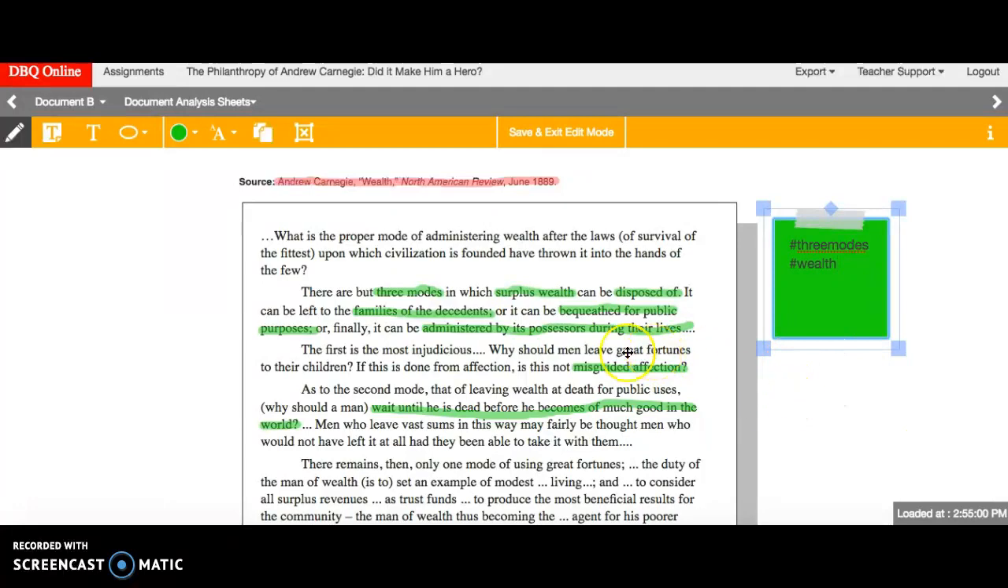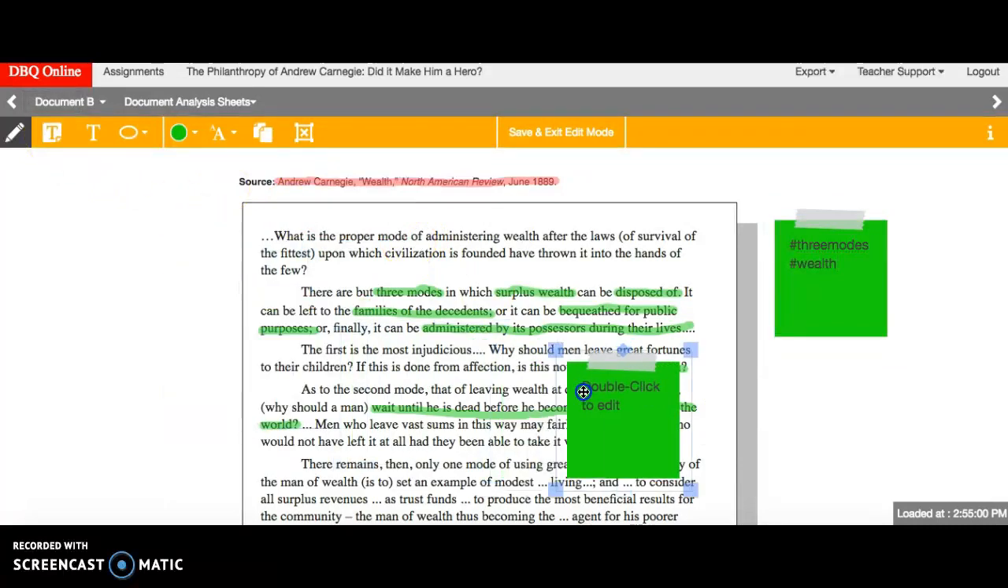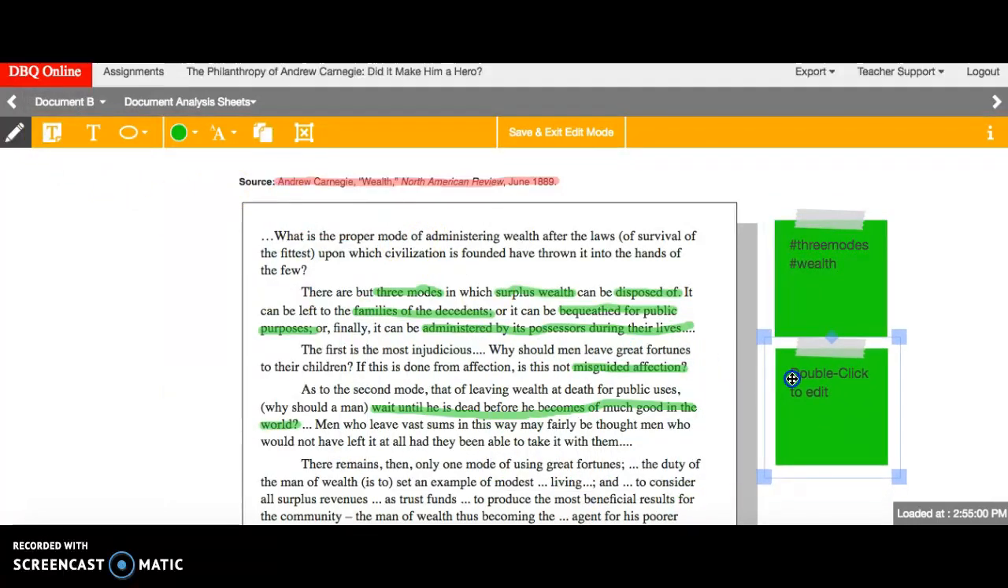And they come down here, and he's talking about if you leave your money to your children, it is misguided affection. So we know affection means love. If it means misguided love, maybe he's saying it's not such a great idea to leave money to your kids. So I'm going to say misguided love. We'll say that, and you can always extend that a little bit, move that around if you need to.